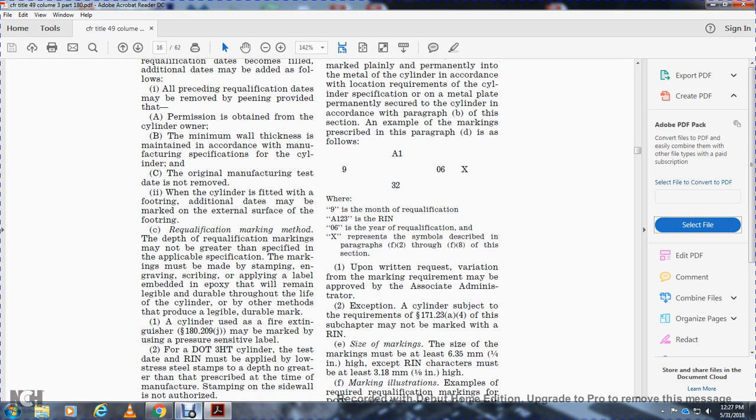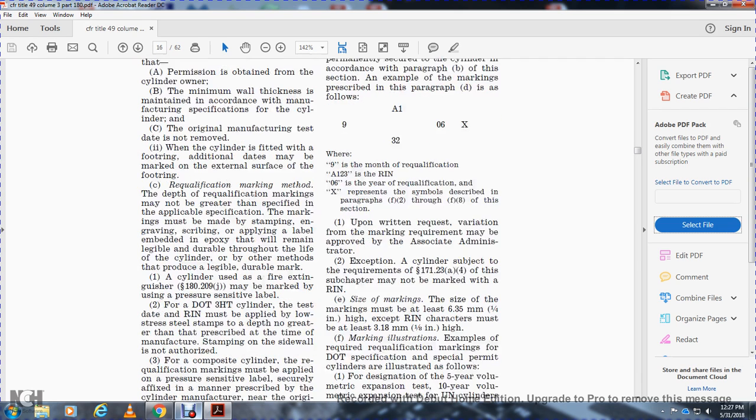Applicable specification of the markers must be made with the sampling and engraving and describing the applying with the level of the embedded with the epoxy. The use will remain legible throughout the life of the cylinder. Other methods to produce legible, durable marking on the cylinder. Even the fire extinguisher may be marked by even the pressure-sensitive label.